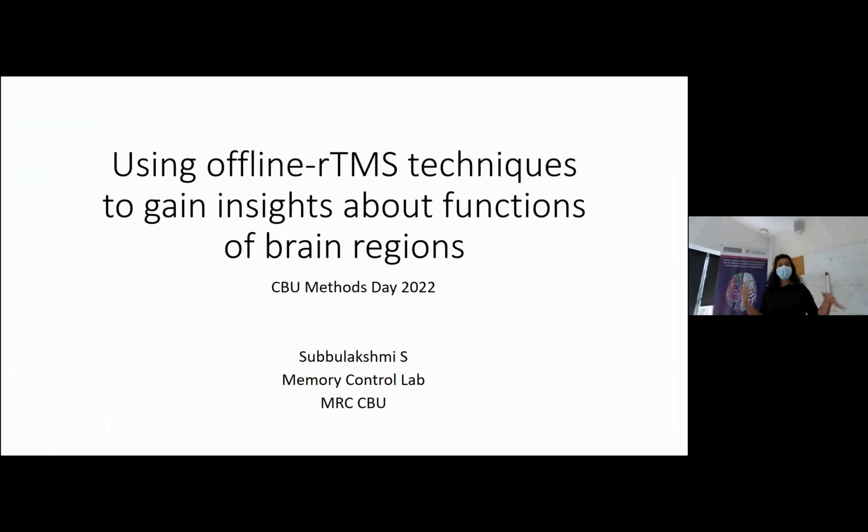So I will be talking about offline-rTMS techniques and how they can be used to gain insights about functions of brain regions. This will be based on my very recent rTMS project, and I will explain what these terms mean as we go along in the presentation.